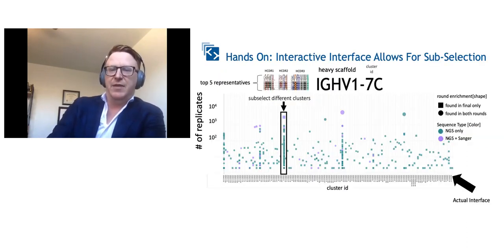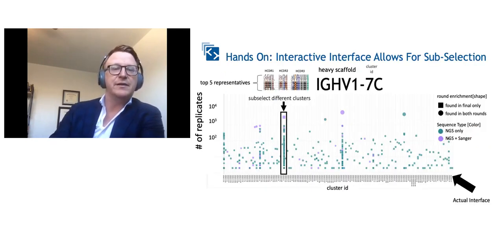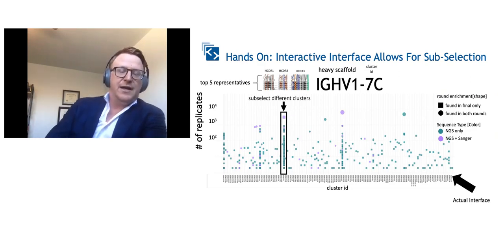And then it will produce a gene synthesis ready format of VH and VL that is directly ready to be sent to your gene synthesis provider. So there's also the option to do a hands-on interactive interface.